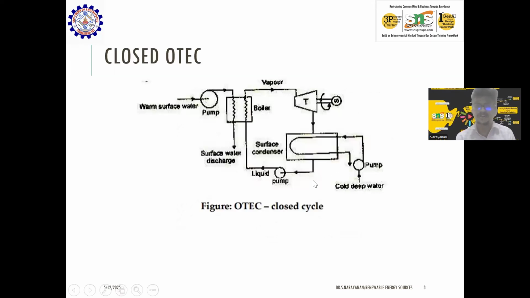So this is the closed system, where cold water and hot water from the ocean are used only for heating and cooling purposes, whereas a separate fluid such as ammonia runs through the cycle.